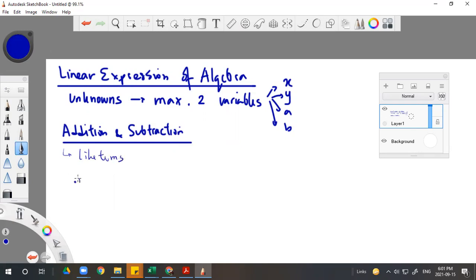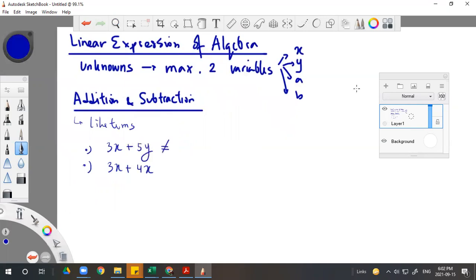For example, I have 3x plus 5y. So can you do the addition of 3 and 5 becomes 8x plus 8y? No. So this cannot be made further. Okay. And then now we continue to this. How about 3x plus 4x? So can it be added? Yes. Why? Because they share the same term. It is like terms. Okay. So it can be simplified, become 7x, right?